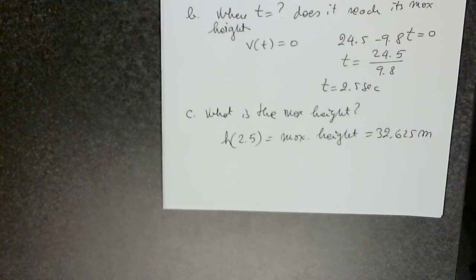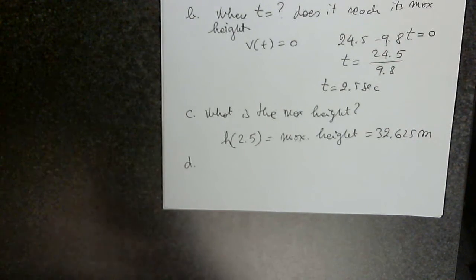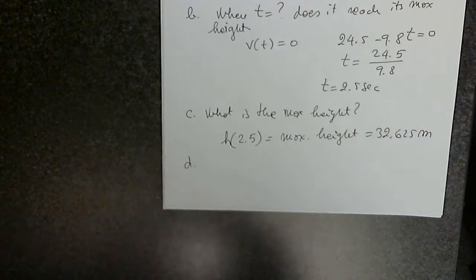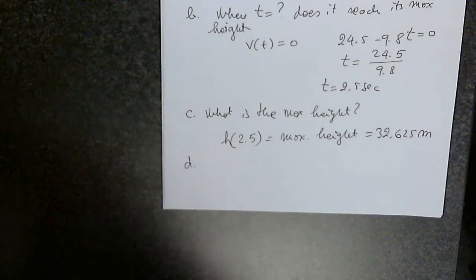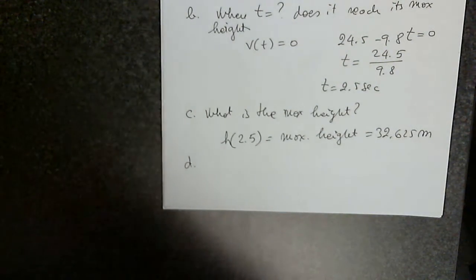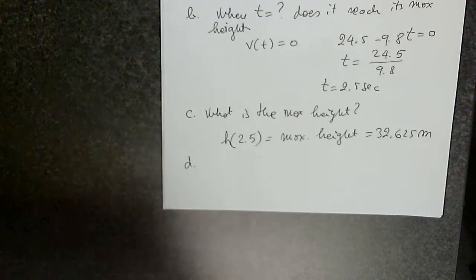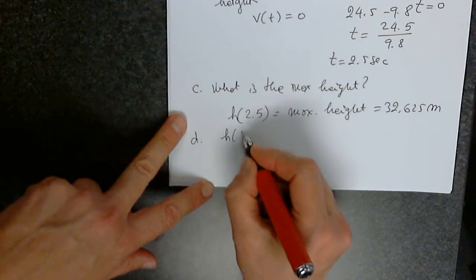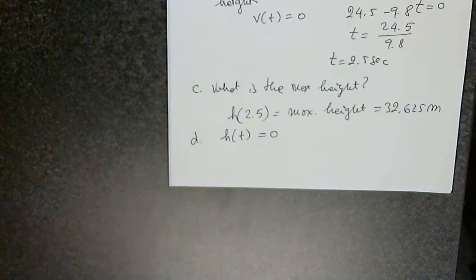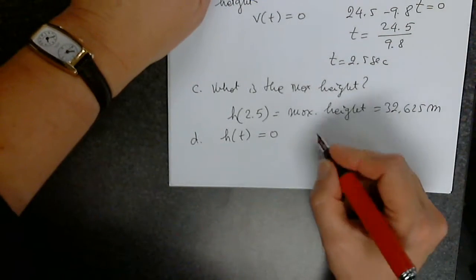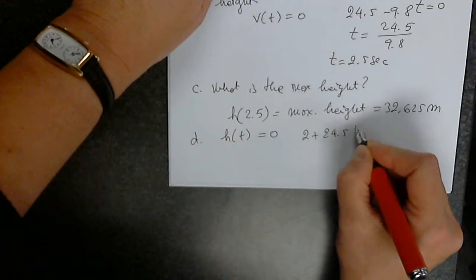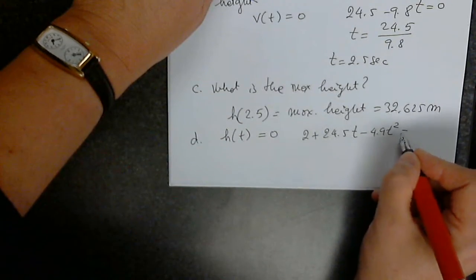When does it hit the ground? Question D. When does this hit the ground? What do we know about how much the height is when the particle, or whatever we have, a projectile, hits the ground? 0. So h of t is 0. When the projectile hits the ground, the height is 0. So then I have 2 plus 24.5 t minus 4.9 t squared equals 0.